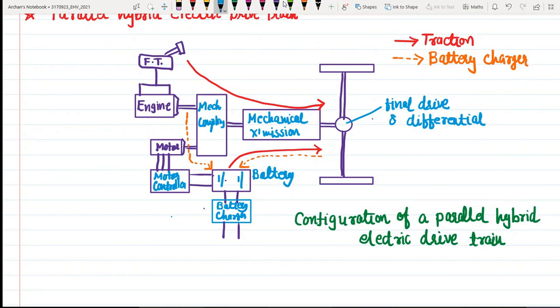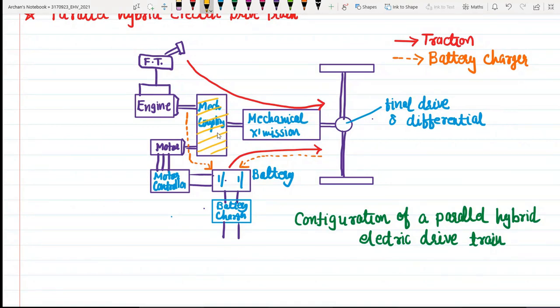Now let us try to understand the torque coupling of this parallel hybrid electric drivetrains, right? So you can see from this figure that the mechanical coupling in this figure may be a torque or speed coupling. Okay, I am talking about this block. This particular block, this is mechanical coupling, right? So this mechanical coupling may be a torque or speed coupling, right?